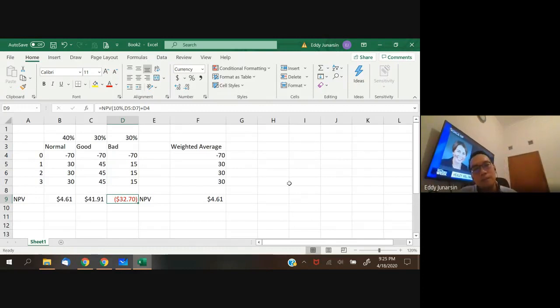So now you're starting to doubt the NPV produced from the weighted average cash flows, right? Of course, statistically this is quite robust, and you see a positive NPV of 4.61 million, but again, you challenge your top management or your researchers about the bad scenario. So there's a possibility, and it is not that small, right? 30% chance that a bad scenario will take place, and that being the case, the NPV of your project would be minus 32 million.